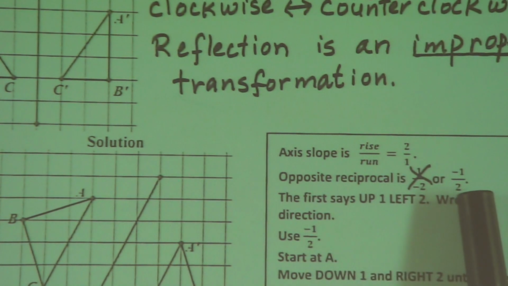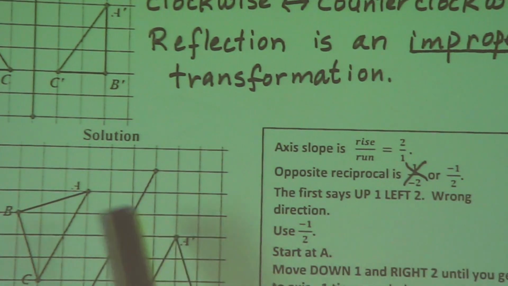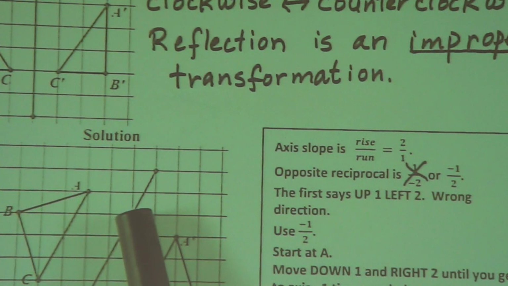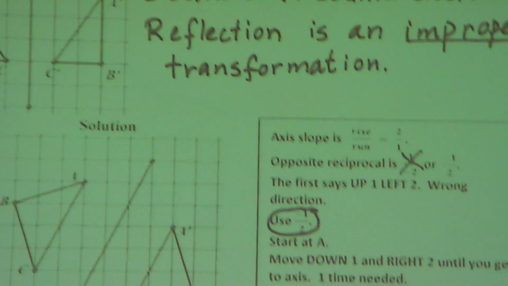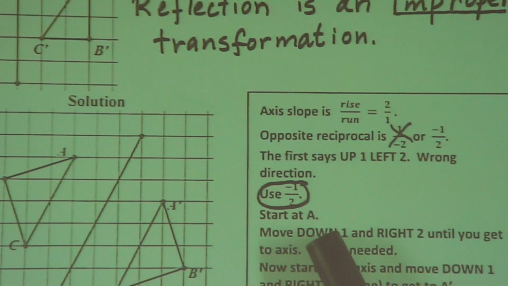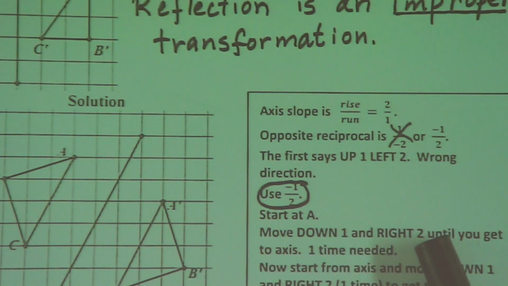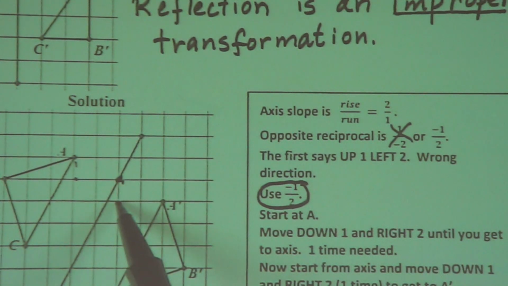Let's take a look at this. This says go down 1 and move 2 to the right. Here's A, down 1, 2 to the right. I am going in the correct direction. So this is why we are going to use -1/2. I have all the steps listed. Start at A, move down 1 and go 2 to the right. Down 1, 2 to the right. And I get to the axis. Now you will continue that. Down 1, 2 to the right. And that will be your A prime.